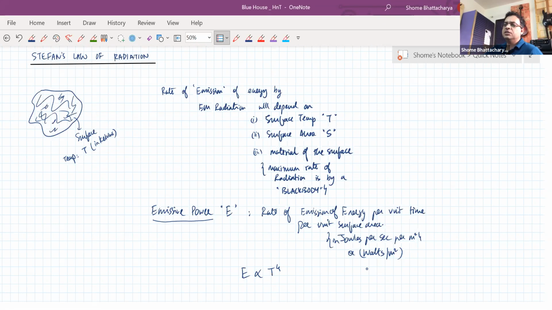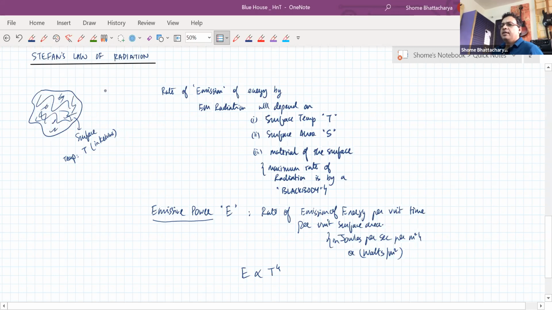A black body is something which theoretically has the value of emissivity equal to 1, which is the maximum possible. But all materials have emissivity less than 1, and very few specialized materials have emissivity in the region of 0.99 and above. Okay, so lamp black and all this comes in that category, right?